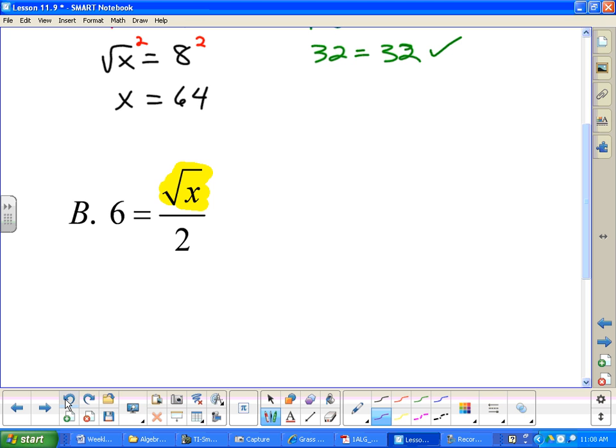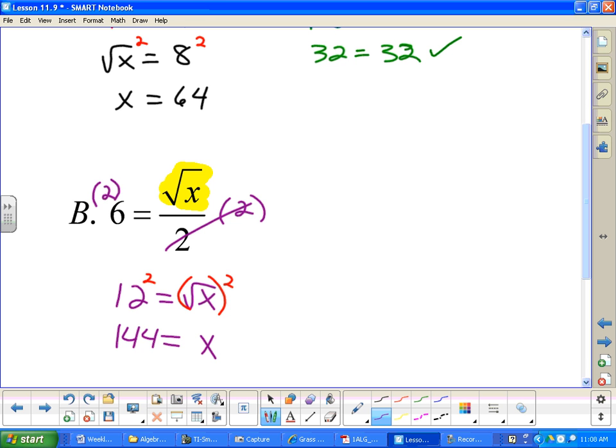Okay? So here, we need to undo this division by 2. So we're going to multiply by 2. Cancel those 2's out. 12 equals the square root of x. I have isolated the radical, got it by itself. Square both sides. And we get x equals 144.